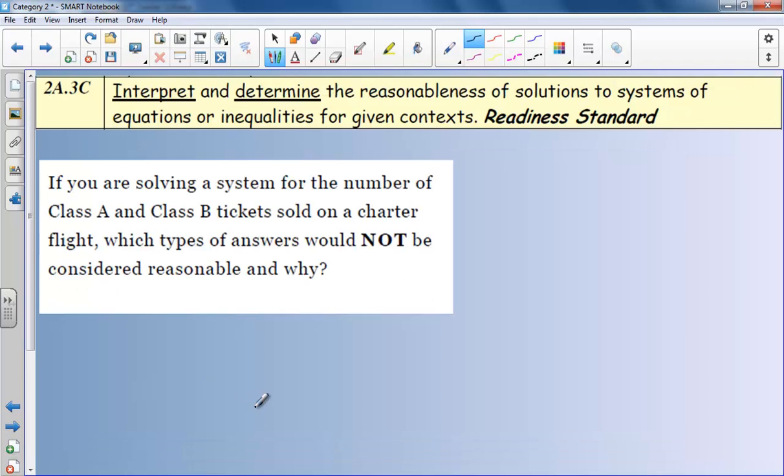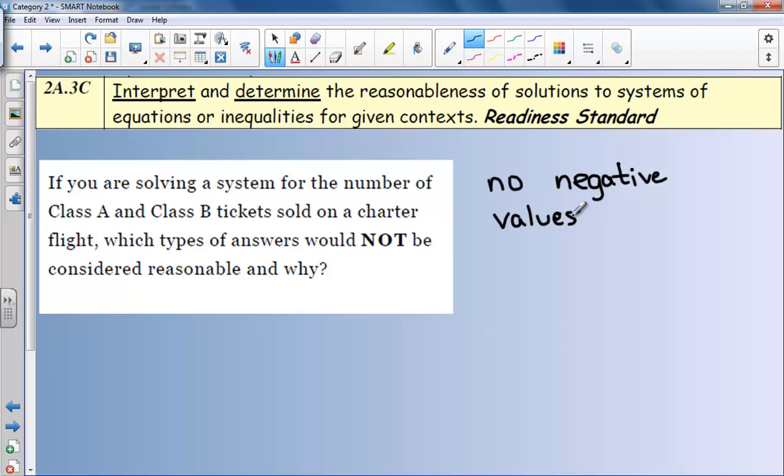And then finally, interpret and determine reasonable solutions to systems. So this is basically, you get your answers, what makes sense, gives it a reasonable answer. So example here, if we're solving a system for the number of Class A and Class B tickets sold on a charter flight, what types of answers would not be considered reasonable and why? So numbers we would have to exclude is we could not use negative values because we're selling tickets and we can't sell a negative number of tickets.